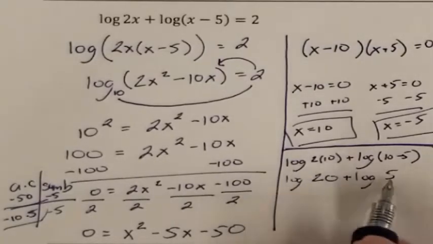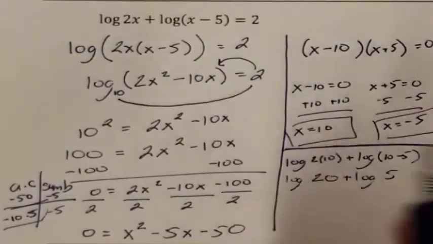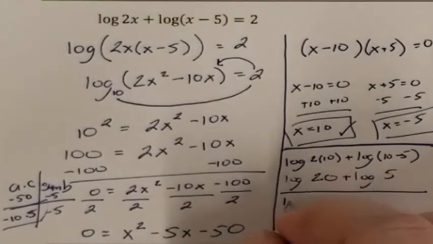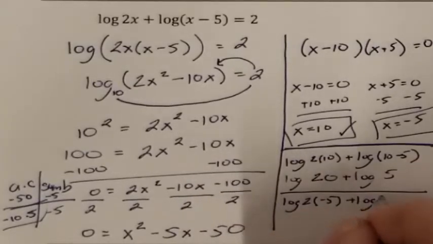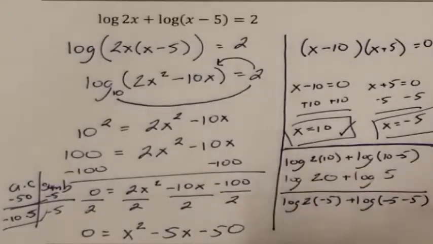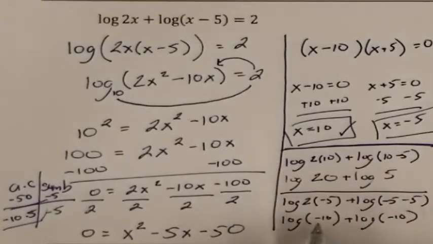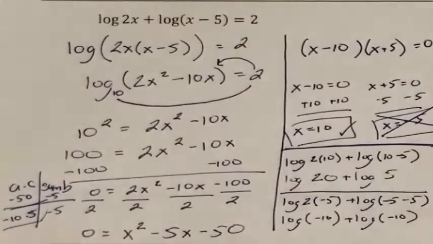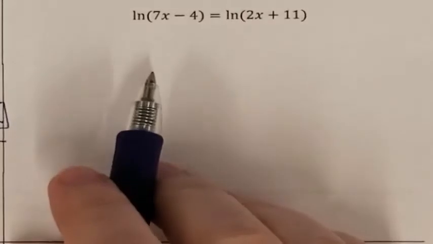Neither are 0 and neither are negatives, so it looks like this works. Well, let's go ahead and check negative 5. So log of 2 times negative 5, and then log of negative 5 minus 5. This would have been log of negative 10, and this also would have been log of negative 10. You can't have log of any kind of 0 or negative, which means this is an extraneous solution and it isn't an answer anymore. Let's go ahead and look at our next problem.